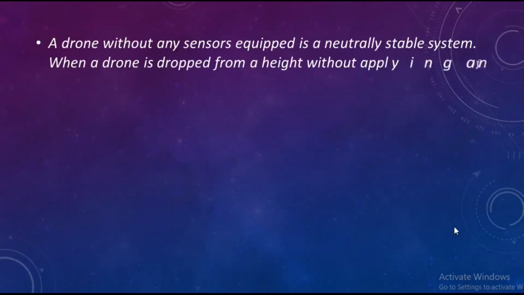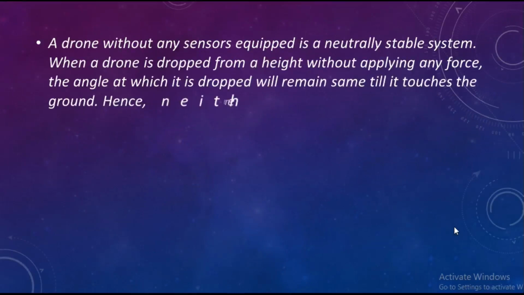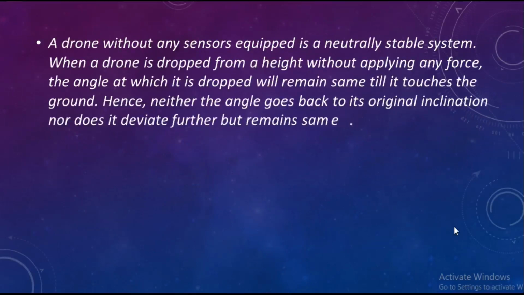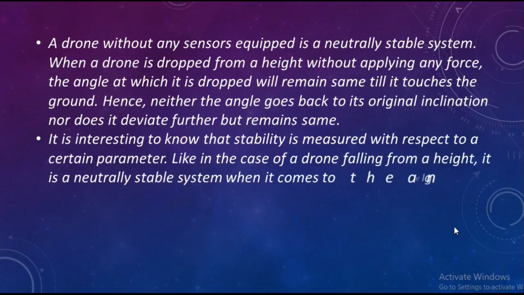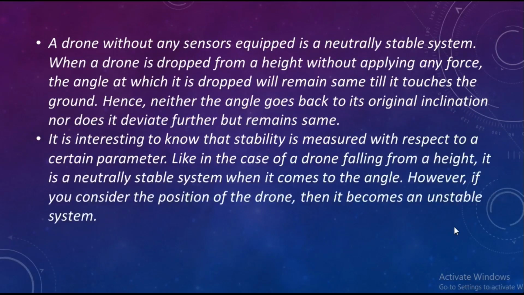A drone without any sensors is a neutrally stable system. When a drone is dropped from a height without applying any forces, the angle at which it is dropped will remain the same till it touches the ground. Hence, the angle neither goes back to its original inclination nor deviates further, but remains the same.